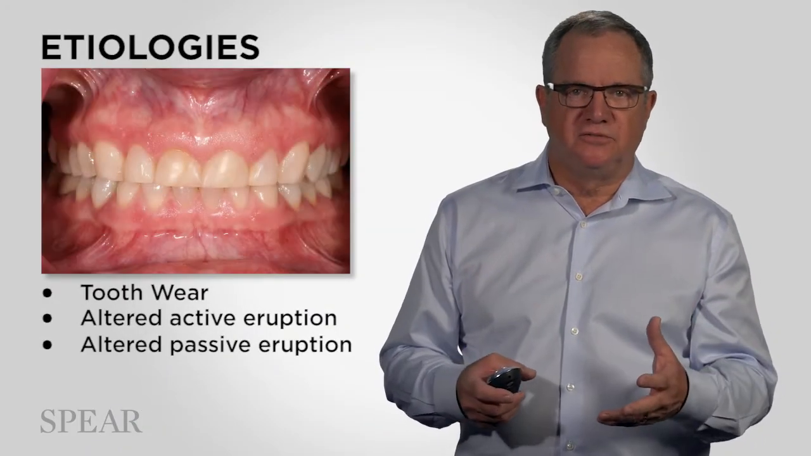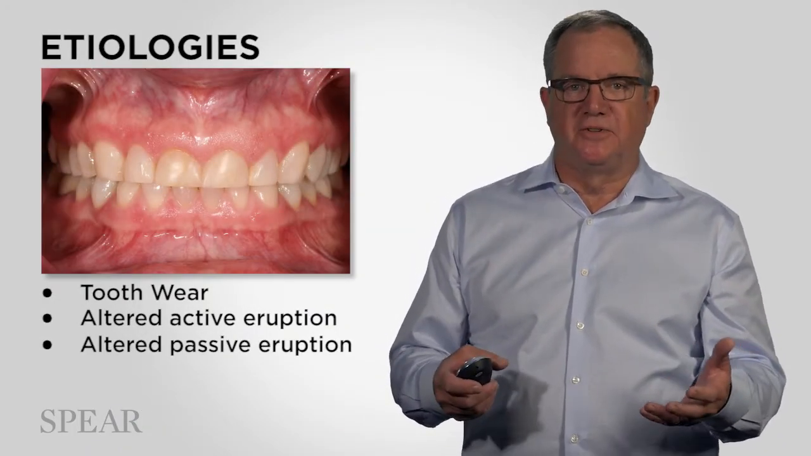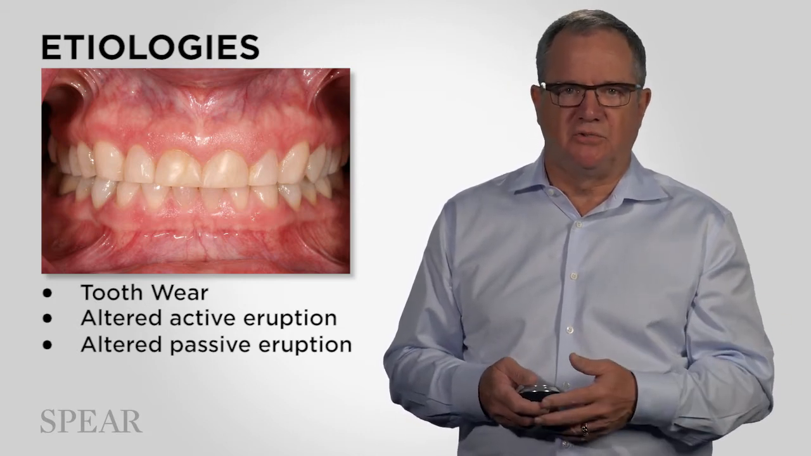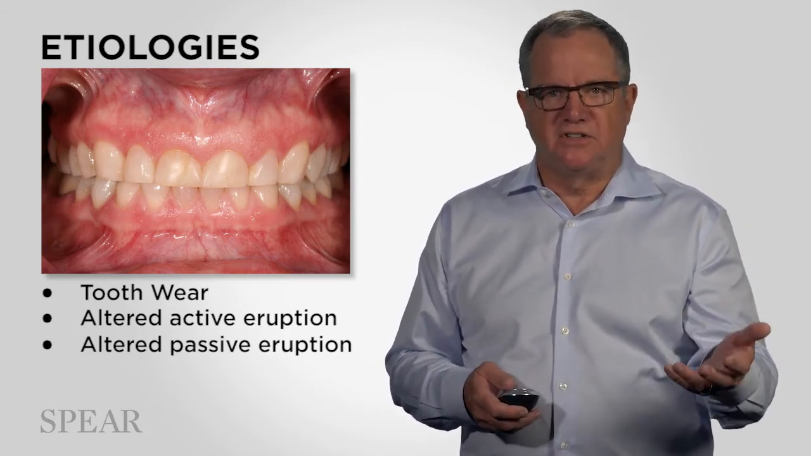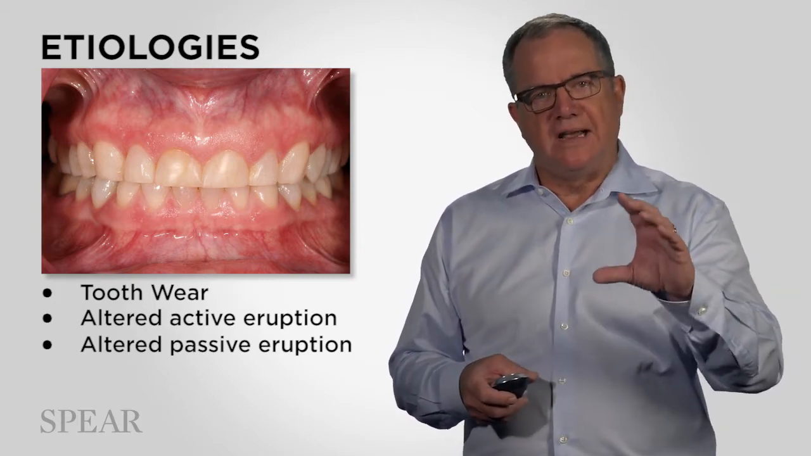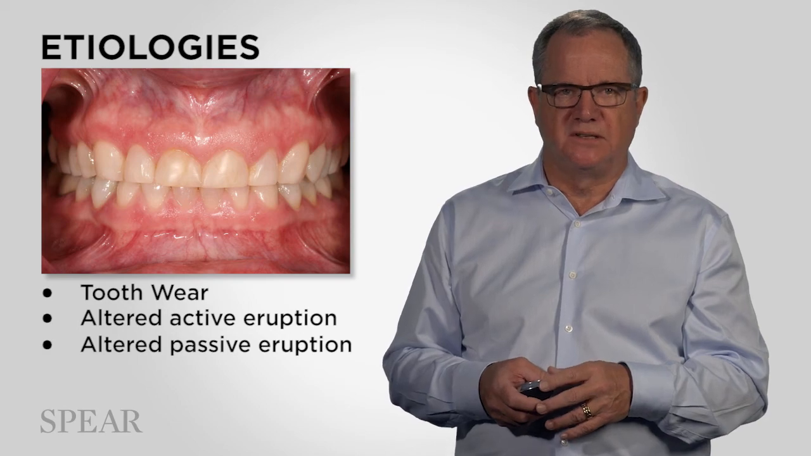So the first thing we think about when we see short anterior teeth is we have to know what the diagnosis is of the eruption of the tooth. Is it normal, or is it altered active, or is it altered passive? The next patient we'll go through is significantly different than the one we just saw because, in fact, she has significant tooth wear. And the presence of significant tooth wear is going to have a major impact on how we think about the treatment possibilities.